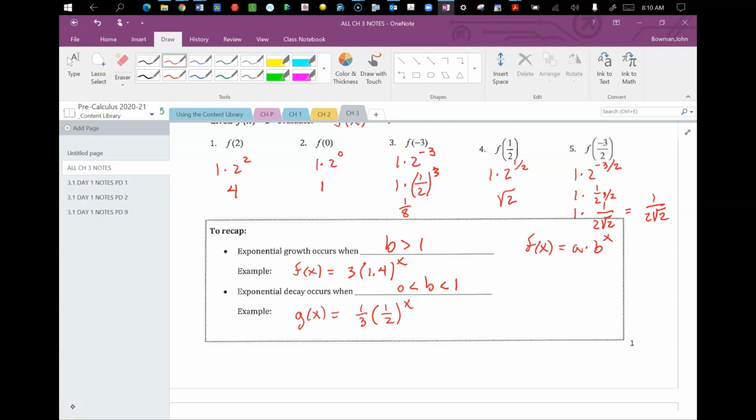So to recap, determining whether or not a function represents exponential growth or decay, it's based strictly on the value of the base. If the base is greater than 1, it's growth. If the base is between 0 and 1, it's decay.